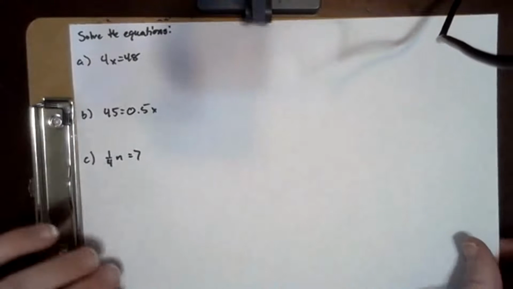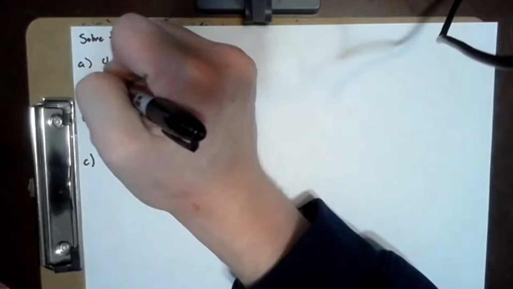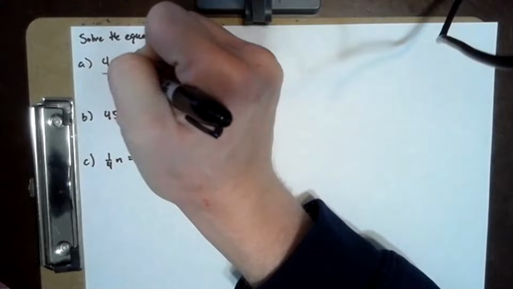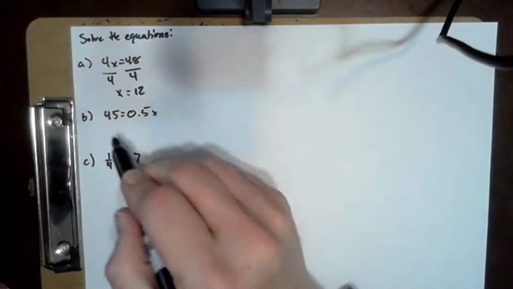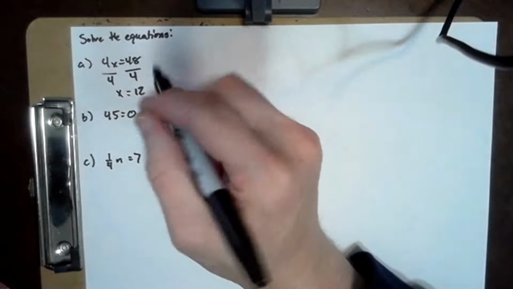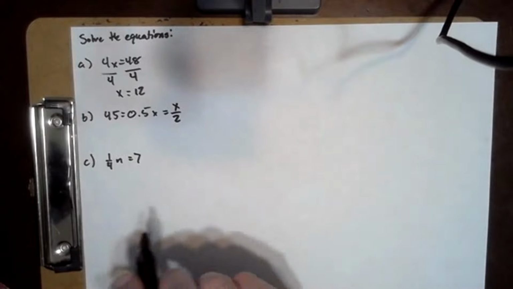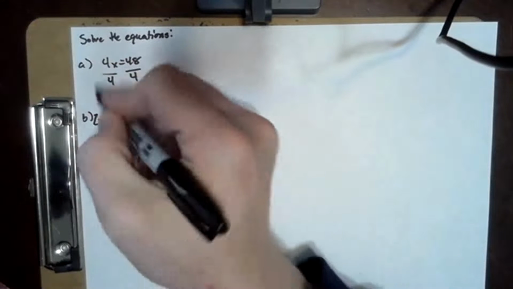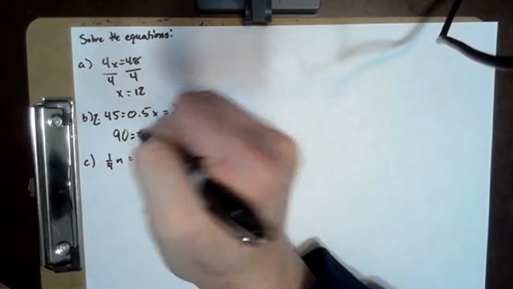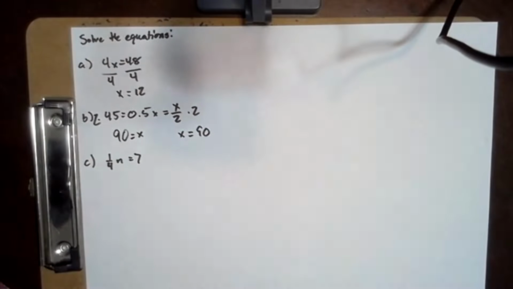Next, some more equations. We've got 4x equals 48. So we divide both sides of the equation by 4 to get x equals 12. 45 equals 0.5x. That's the same as x over 2. So now we can multiply both sides of the equation by 2 to get 90 equals x, or as I said before, x equals 90. Not that it matters, either way will work.